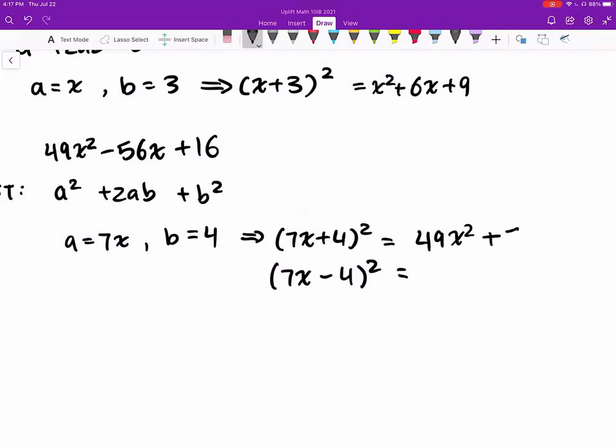Here in the first one, we see that we end up with a positive middle term. So we can just stop right there and say that's the wrong one. And then we can move on to the negative, and we see that this one matches. So this is the correct factored form.